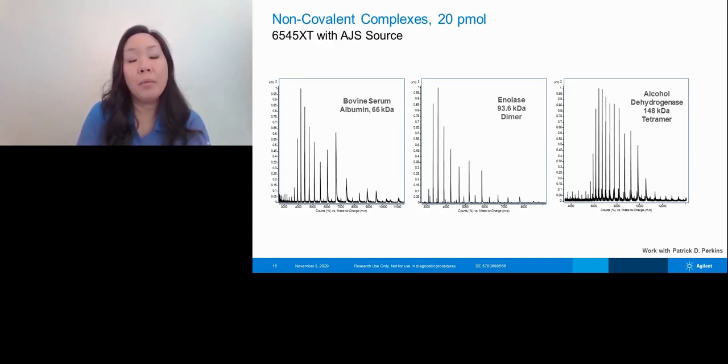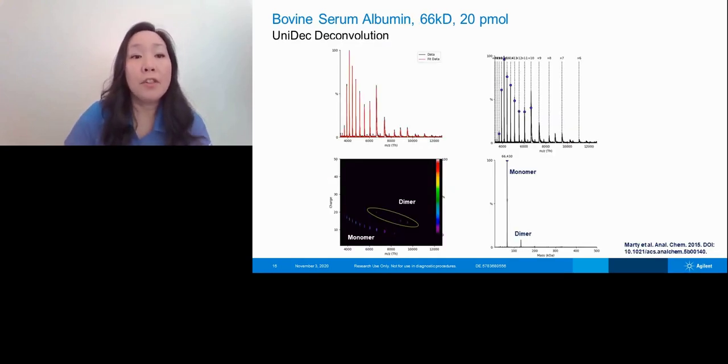This is off the XT without any special smoothing or peak fitting. And you'll see from the left here is bovine serum albumin, which is a monomer, at 66 kilodaltons, enolase, 93.6 kilodaltons, and it's a dimer. And then our standard for this work, alcohol dehydrogenase at 148 kilodaltons, it's a homotetramer. And so first we have the bovine serum albumin.